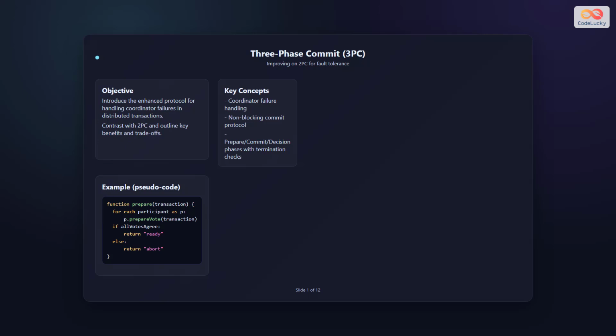Welcome to this comprehensive guide on the three-phase commit protocol, or 3PC. This protocol is a fundamental technique used in distributed systems to ensure that multiple databases or services can reliably agree on whether to commit or abort a transaction, even when failures occur. Understanding 3PC is essential for building robust distributed systems that maintain data consistency across multiple nodes.